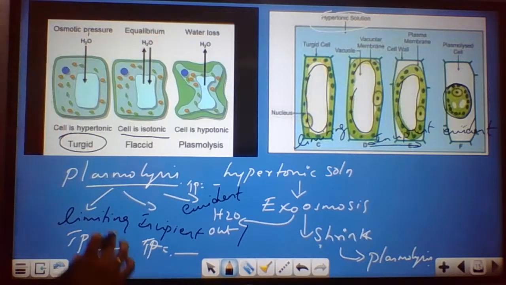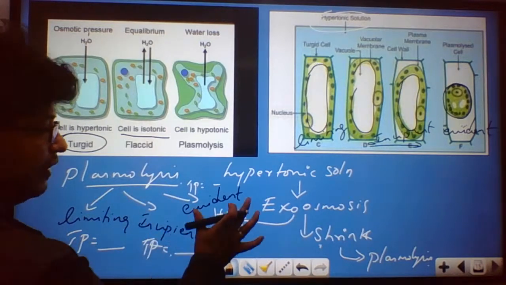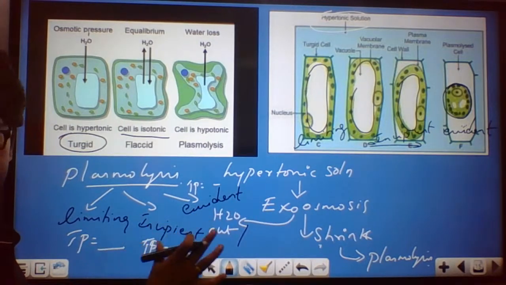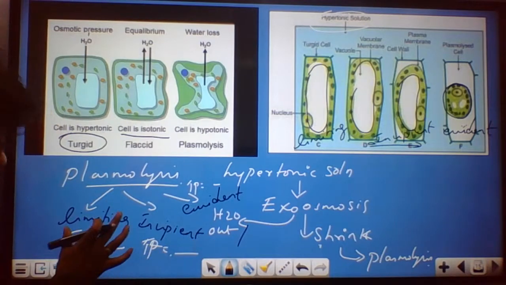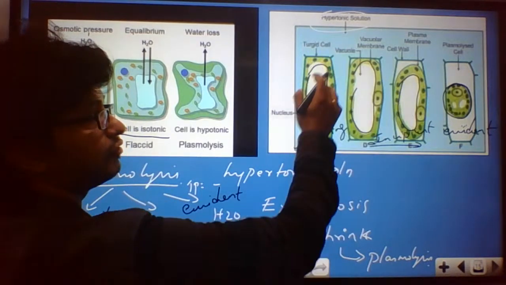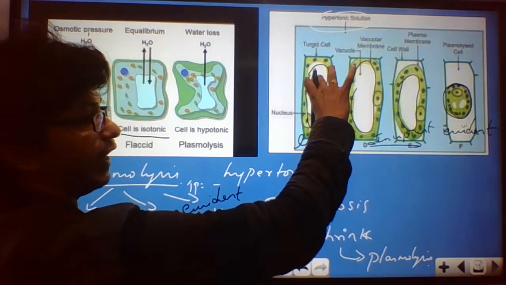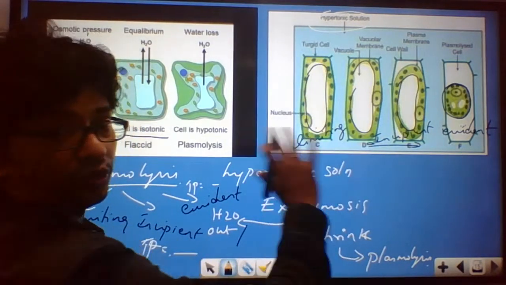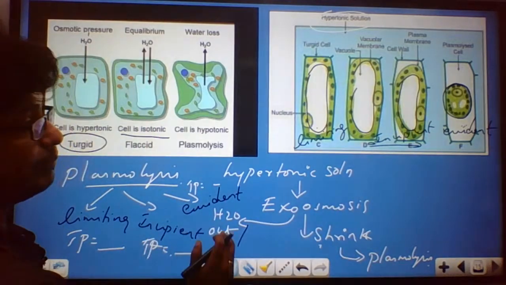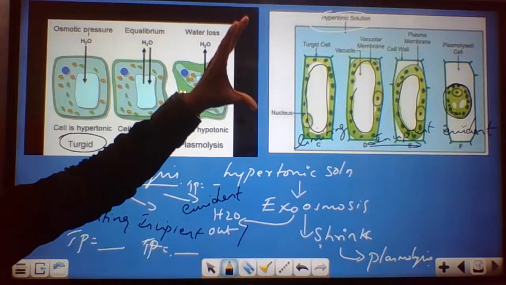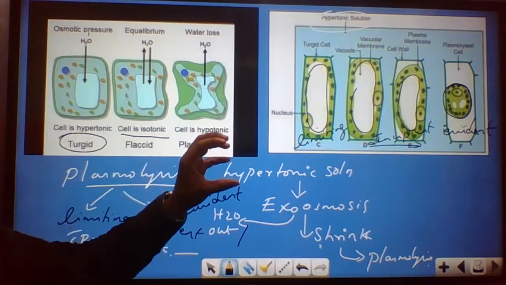So Kodai Priya, I tell you, plasmolysis is of three types. We have limiting plasmolysis, incipient plasmolysis, and evident plasmolysis. In limiting plasmolysis, the plasmolysis is about to take place, and you won't see much reduction in the size of the vacuole or the protoplasm. In the incipient stage, slightly from the cell wall, the protoplasm and the vacuole start reducing in size.